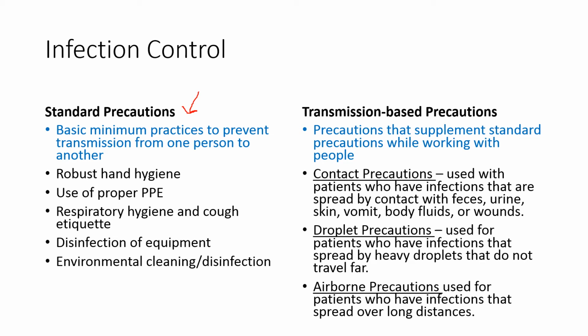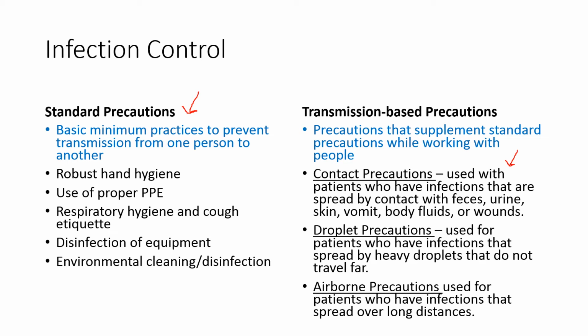You have the contact precautions, which are used when patients have infections that are spread by contact with feces, urine, skin, vomit, body fluids, or wounds. Some examples of extra precautions that you might need during contact precautions include the use of disposable equipment or dedicated equipment that is only used on that one specific patient, wearing a gown and booties, wearing gloves, and these may be slightly thicker gloves.